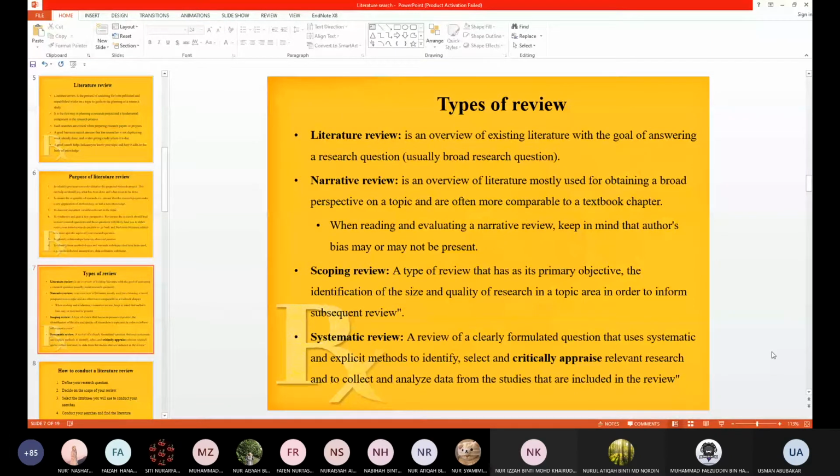If you're conducting a systematic review, you need to know from the beginning: what are the search words you want to use? What are the eligibility criteria? What kind of studies do you want to include? And what are the types of studies you do not want to include? You have to state this clearly before you begin.